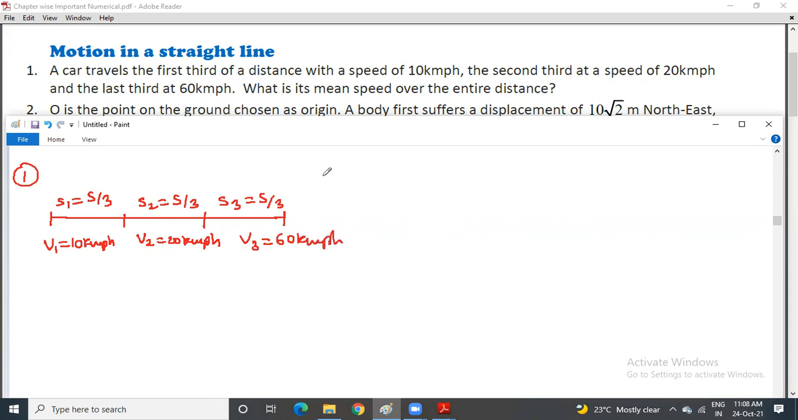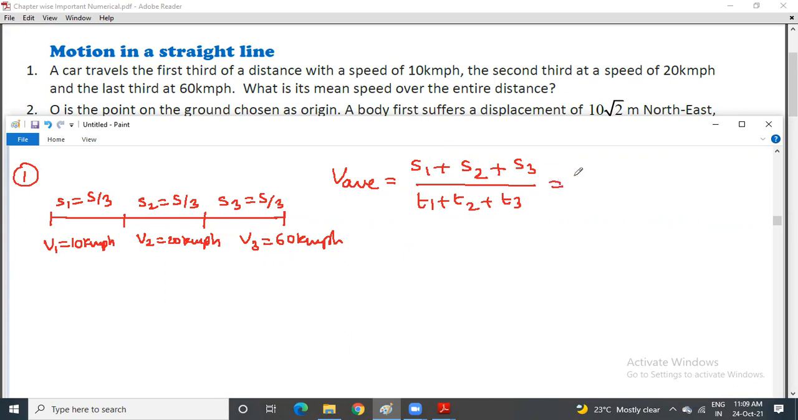Now, let us first write what is V average formula. It is the total distance. Total distance is divided into three parts, S1 plus S2 plus S3, divided by total time T1 plus T2 plus T3, because S1 is moved in time interval T1, S2 is moved in time interval T2, S3 is moved in time interval T3. Now, in the question, they did not highlight the time.